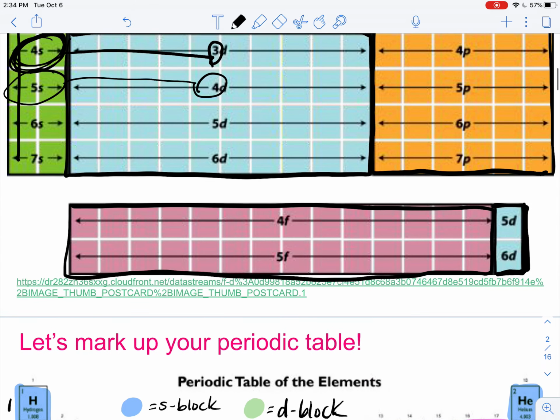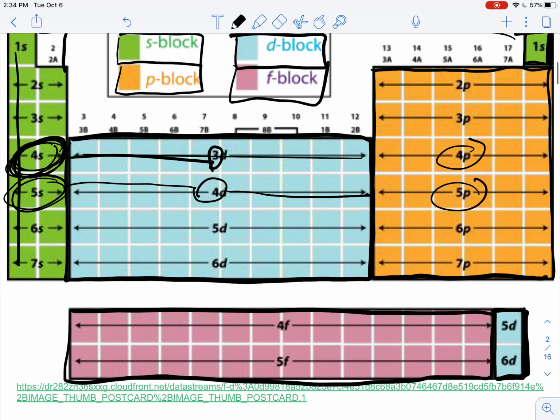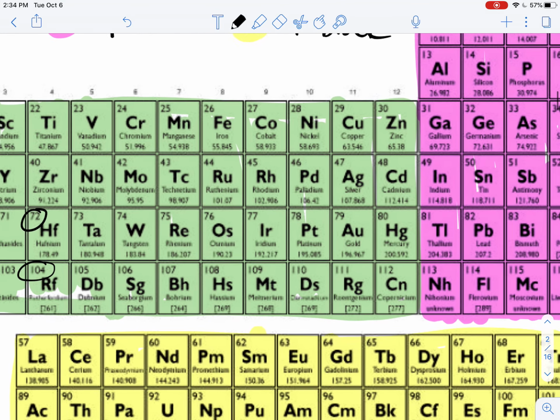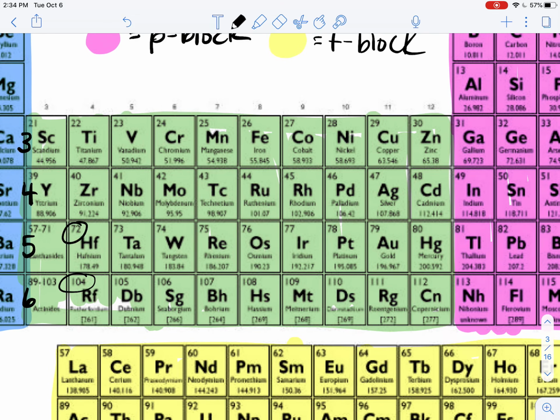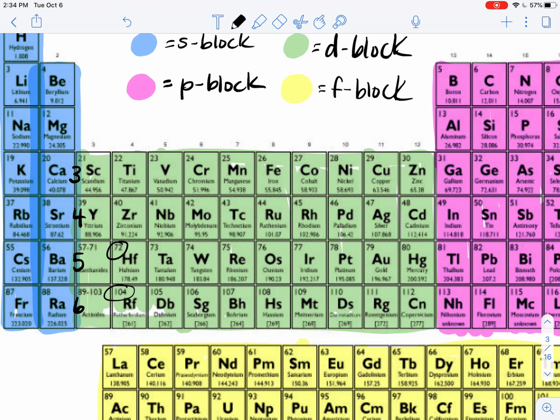Now, if we go back up here, we'll see that after the D block is over, 4P, 4S. After D block's over, 5P, 5S. It goes back to normal. So I'm just going to make sure that I mark that on my table so I don't forget. So 4S, then 5, then 3D, then back to 4P, 5, 6, 7.